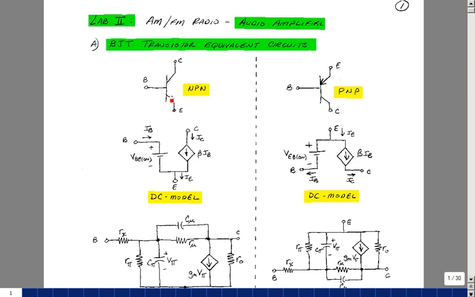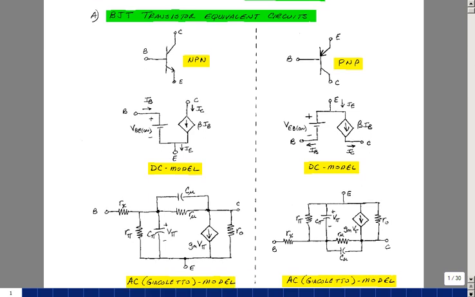If you forward bias the base emitter junction and reverse bias the base collector junction, you can put the transistor in the active region. And in the active region there are 2 models, a DC model and an AC model. The DC model is shown here with the base emitter voltage being the turn-on voltage of the PN junction, and the ratio of the collector current to the base current we'll just call beta or beta DC.